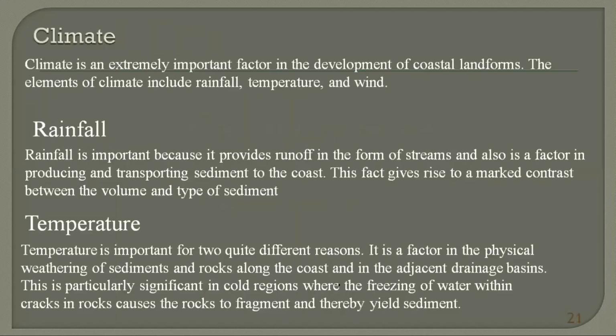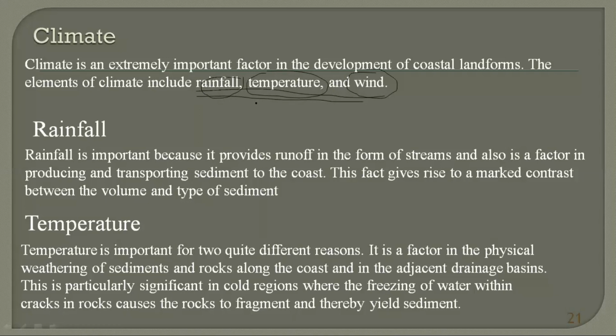Then comes the other factor, climate. Climate is also very important. For example, what type of rainfall is there, what type of temperature is there, what type of wind conditions are there. All these factors are important, and they can make a coast an erosional coast, or they can tell us whether this coast has a depositional component. But these are some of the important factors.